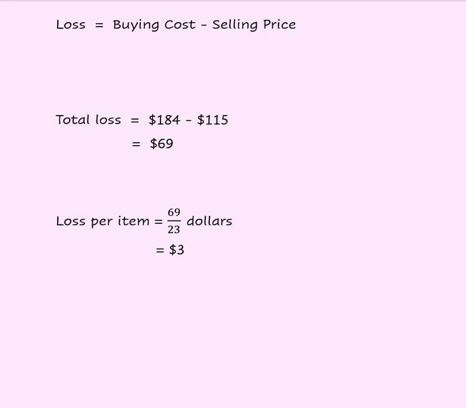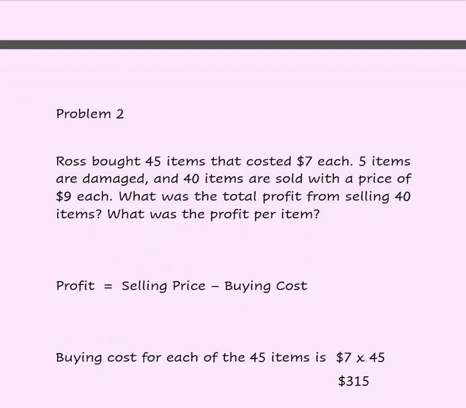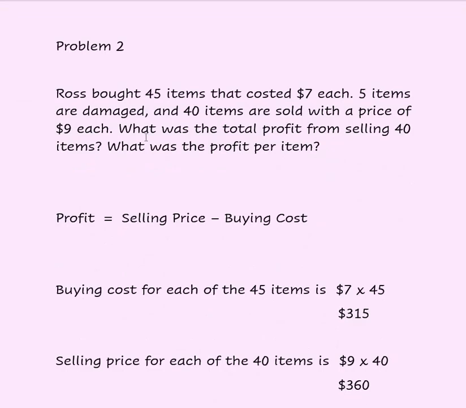Let us start the next problem. Problem number 2. Ross bought 45 items that costed $7 each. 5 items are damaged and 40 items are sold with a price of $9 each. What was the total profit from selling 40 items and what was the profit per item?